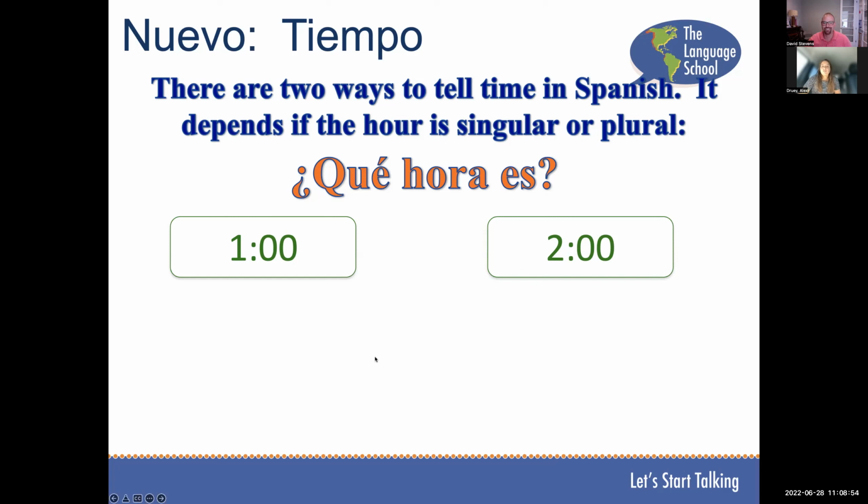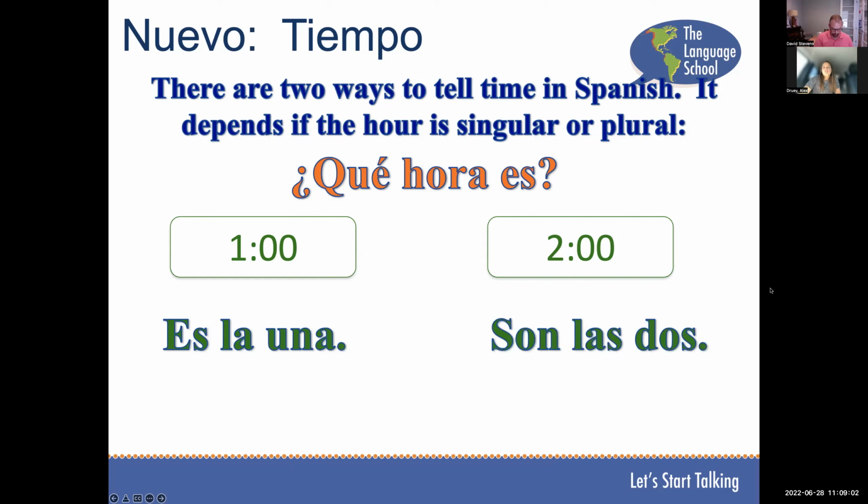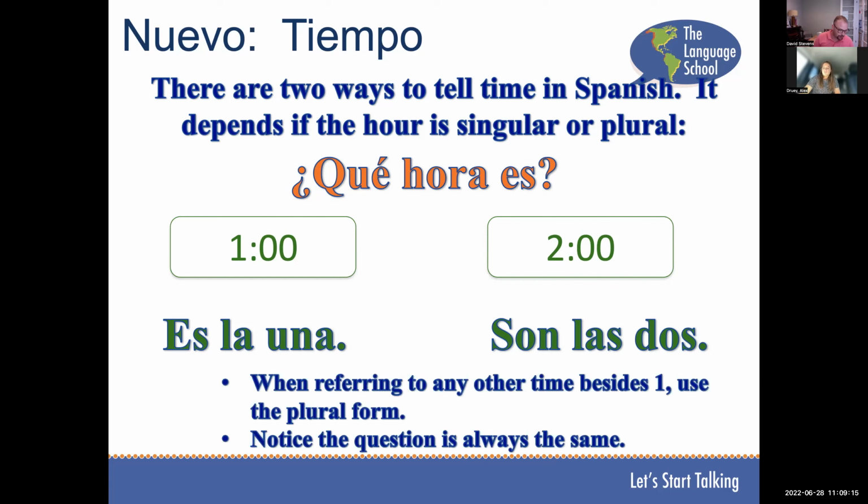We haven't, yeah. So here on the left, it's es la una. And on the right, we're gonna say son las dos. So in Spanish, when you're telling time, it's gonna depend on if it's 1 o'clock or if it's any other time of day. If it's 1 o'clock, you say es la, and if it's any other time, you say son las plus whatever time it is, okay?